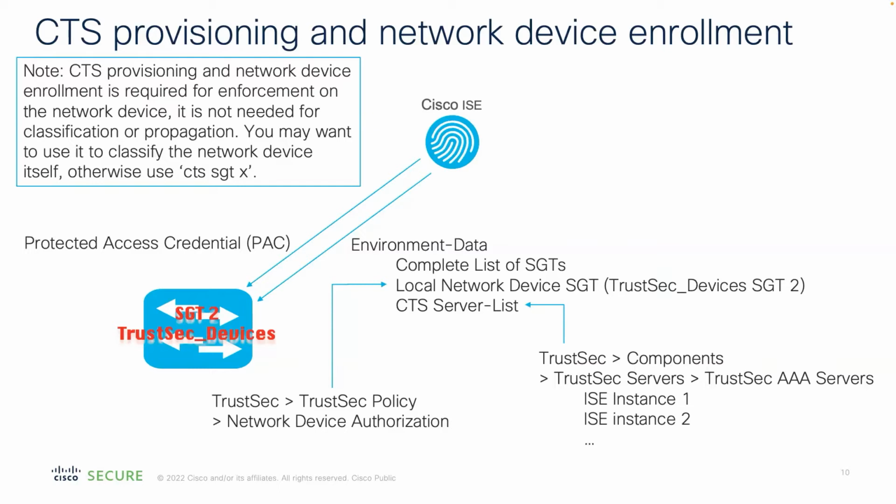So this is CTS provisioning and network device enrollment. As I said, it's only needed for enforcing on this platform, but you can use it to define this TrustSec devices, SGT2, to the device itself. If you didn't want to go through full enrollment, then you could just use the CTS SGT and assign it via CLI.